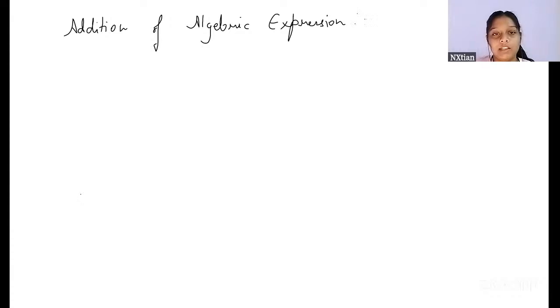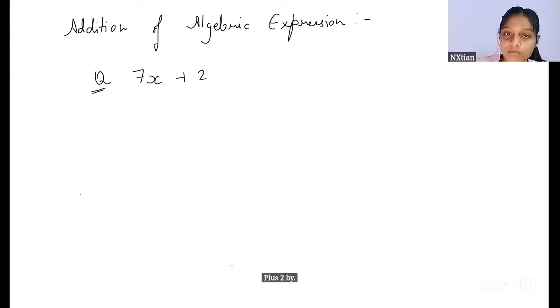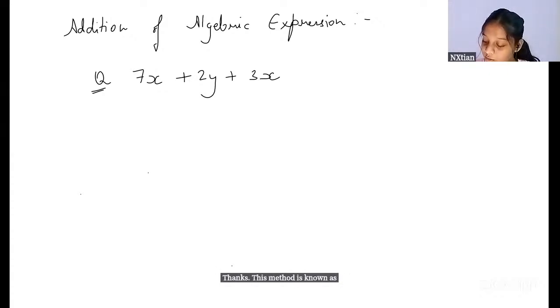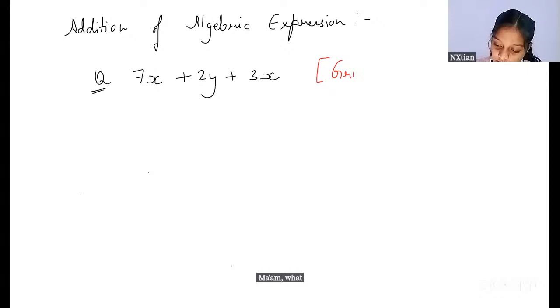Now, suppose I have an expression that I have to add: 7x plus 2y plus 3x. 7x plus 2y plus 3x. This method is known as the grouping method. Ma'am, what method? I didn't hear. Grouping method.